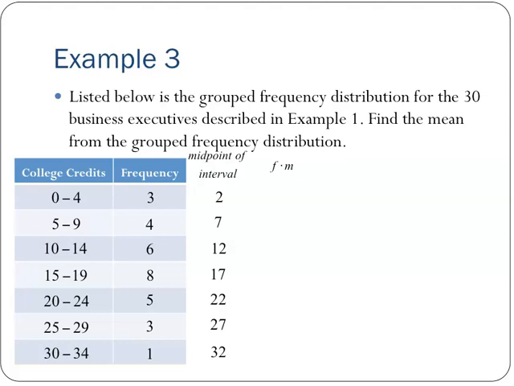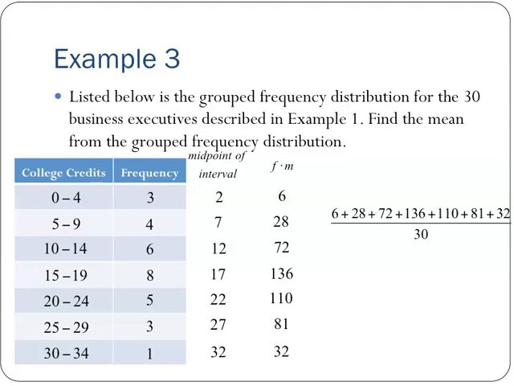M is the same as X, but for the purposes of what we have here, I wrote midpoint, so it's easier for you to see what it is we're working with. All right, so 3 times 2, that's 6, 4 times 7, 28, 6 times 12, 72, and you just do that for all of them. Now that you have each of those products, you can add those products together, divided by 30. So you have 465 divided by 30, which comes out to be 15.5.